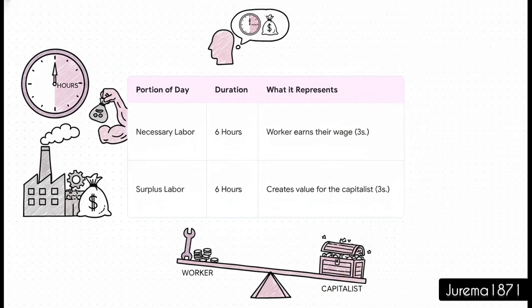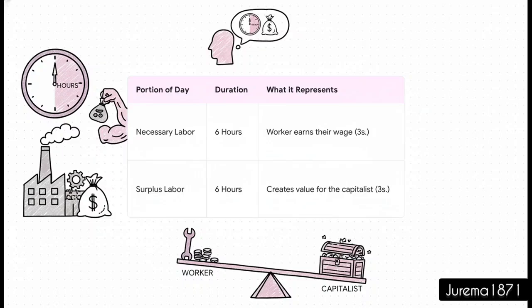Okay, let's put some numbers on this. Imagine a 12-hour workday. Pretty standard back then. For the first, say, 6 hours, you're doing that necessary labor. You've earned your 3 shillings, your wage for the day. You're all square, but you're only halfway done. Those next 6 hours, that's all surplus labor. You're producing another 3 shillings worth of value, but that money isn't going into your pocket. Nope, it's going straight to the capitalist.